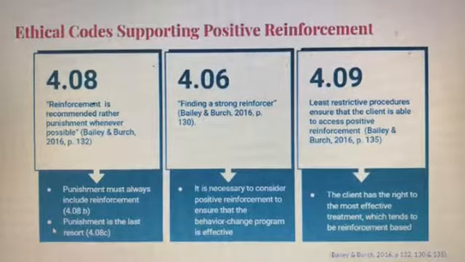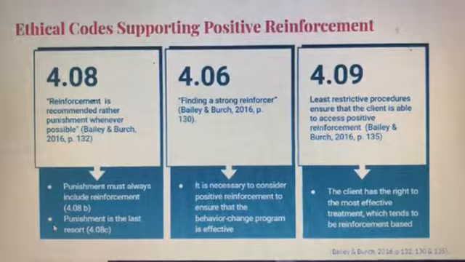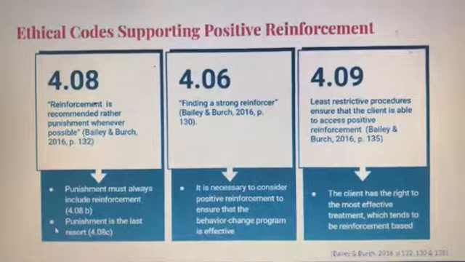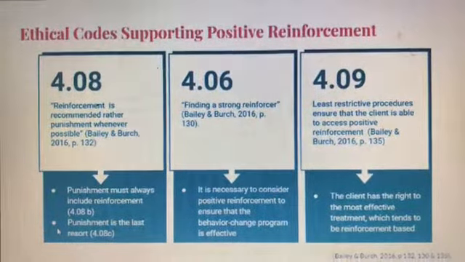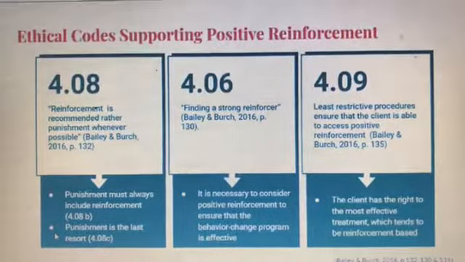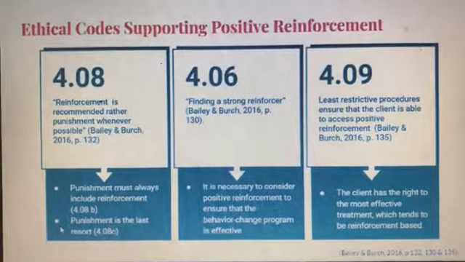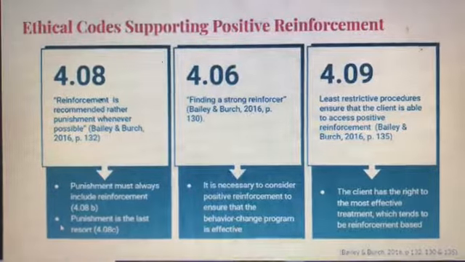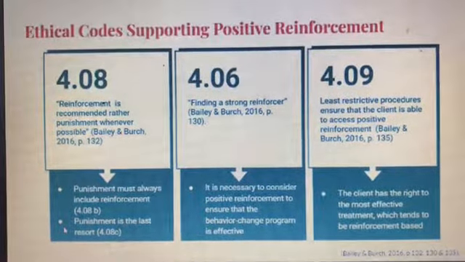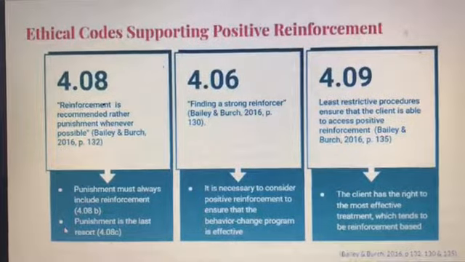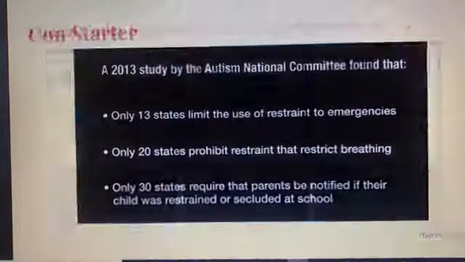Code 4.06 recommends finding a strong reinforcer in a behavior change program. Lastly, Code 4.09 suggests that the least restrictive procedures are guaranteed to the client, with positive reinforcement being able to be attained. Code 4.09 states, a restrictive procedure interferes with the client's ability to acquire positive reinforcement.